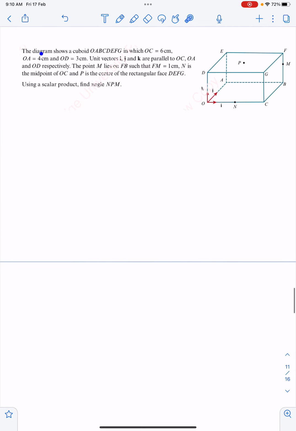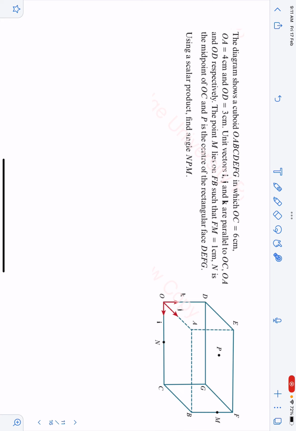Okay, the diagram shows a cuboid OABCDEFG in which OC is 6 centimeters. OC is 6 centimeters. I'm just writing it down here. OC is 6 units. OD is 3 centimeters. And unit vectors i, j, and k are parallel to OC, OA, and OD respectively. OA is 4 centimeters.